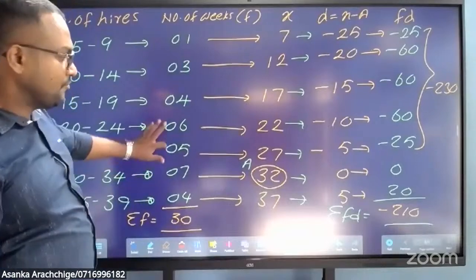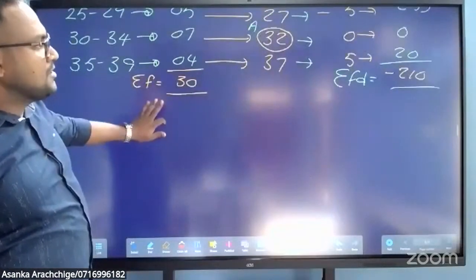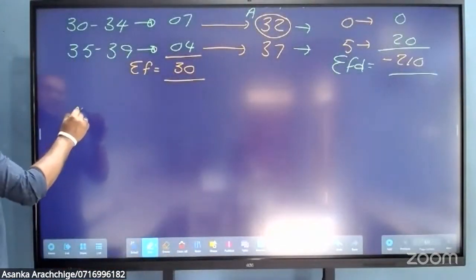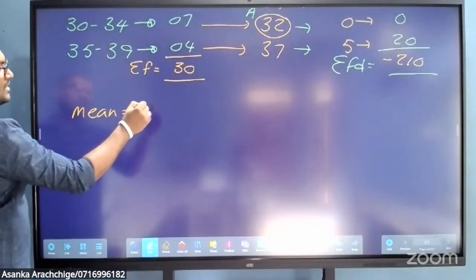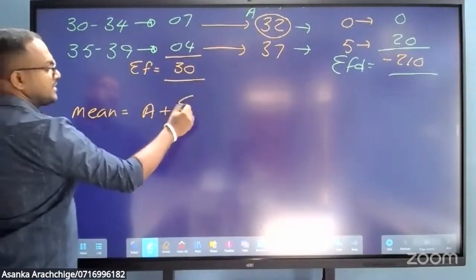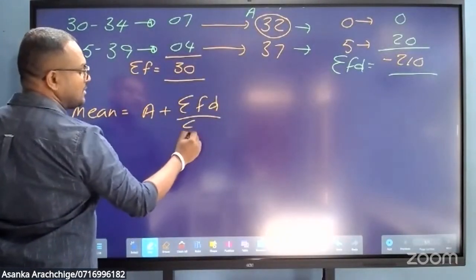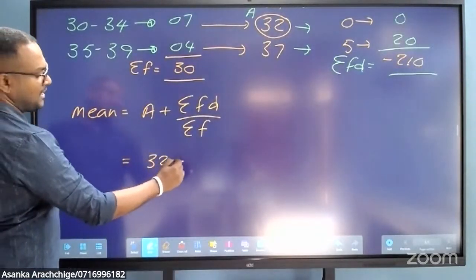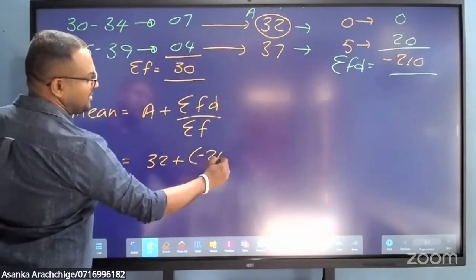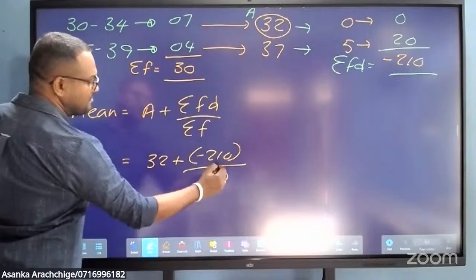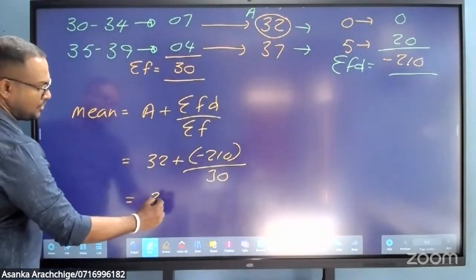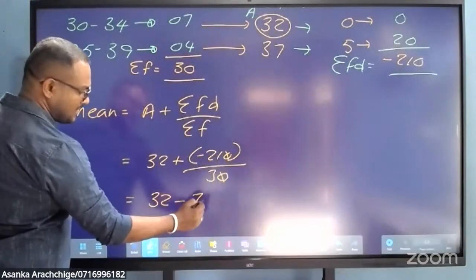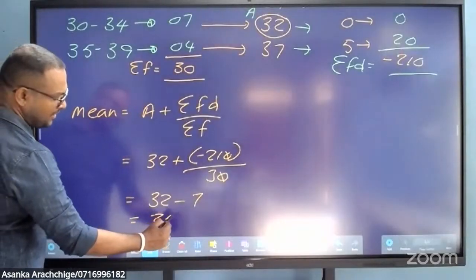Now you can find the real mean by using assumed mean. Therefore, mean is equal to a plus sigma FD upon sigma F. Assumed mean is 32 plus sigma FD is minus 210 division sigma F. That is 32 plus minus 210 by 42, which is equal to 25.